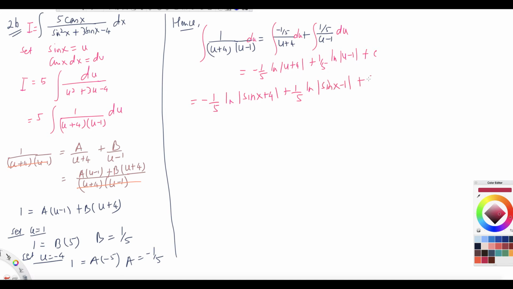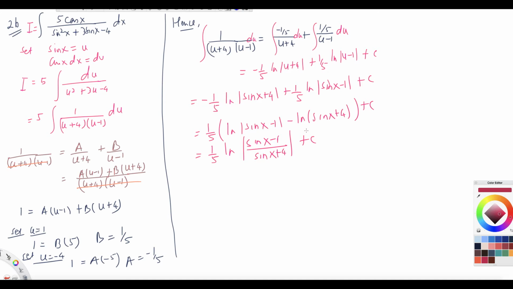But if you want to combine that, you can. So what is common? 1/5 is common, right? So you can write 1 over 5, and let me write down that positive term first, natural log of sine x minus 1, and then minus natural log of sine x plus 4, and then plus c. How do you combine that natural log? Because there is a natural log of something minus another, it will be divide, right? Natural log of sine x minus 1 over sine x plus 4, absolute value, and then plus c. That will be the final answer.